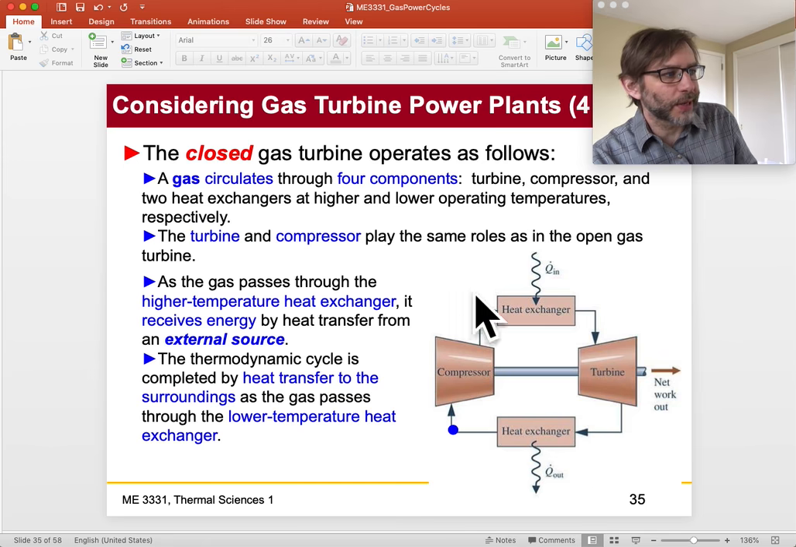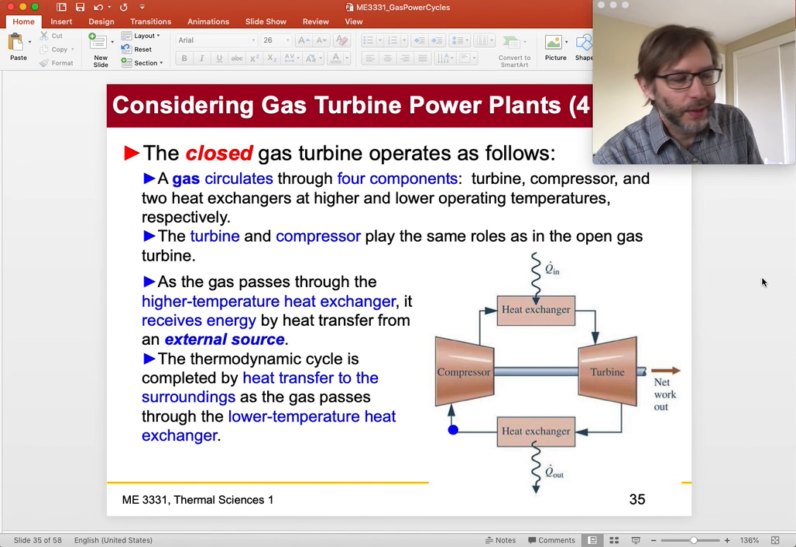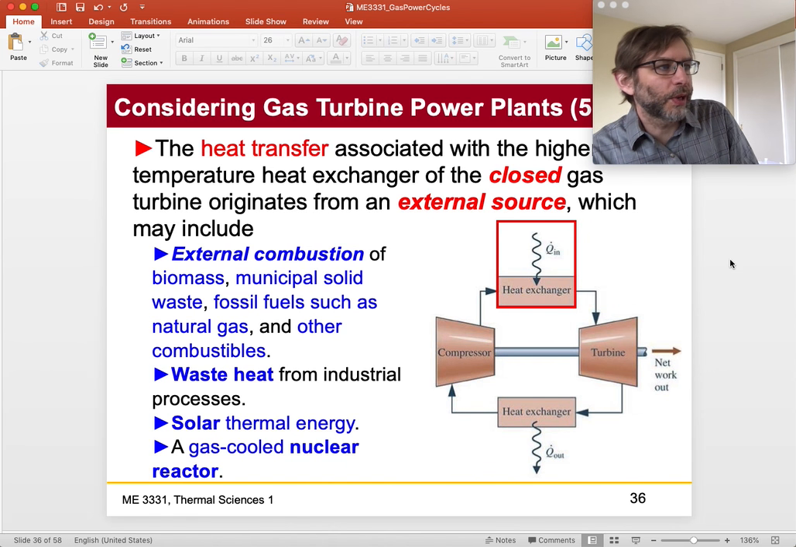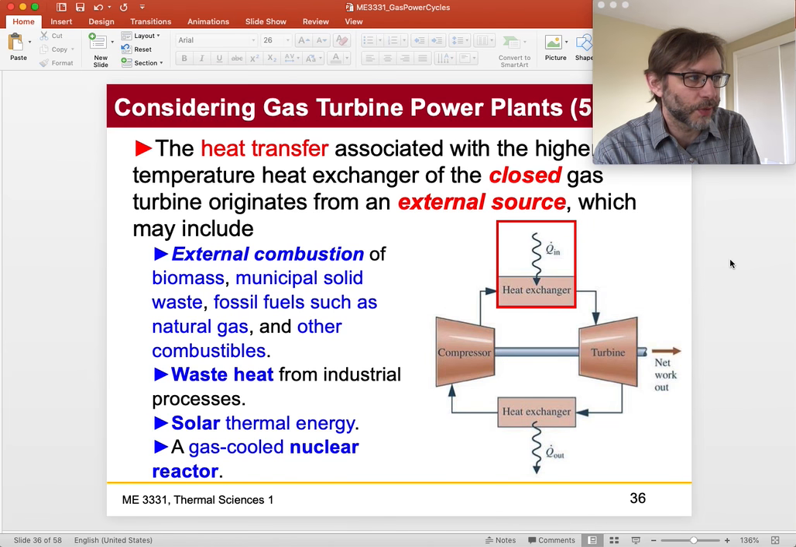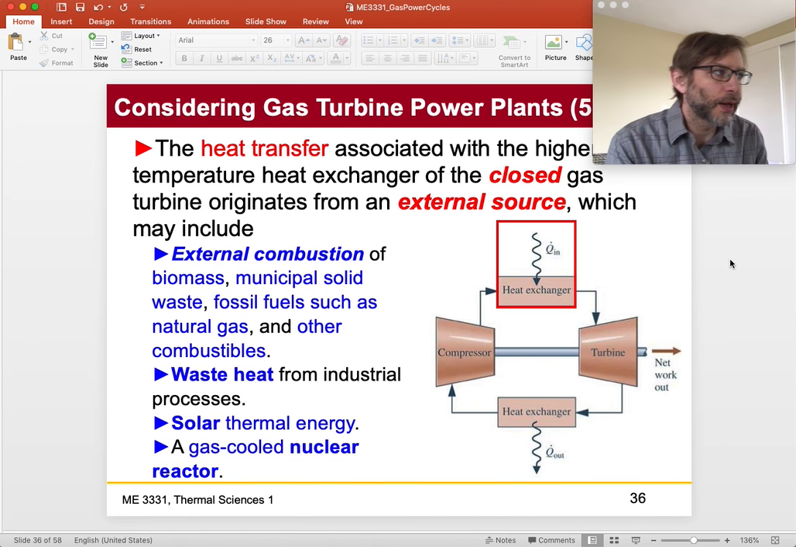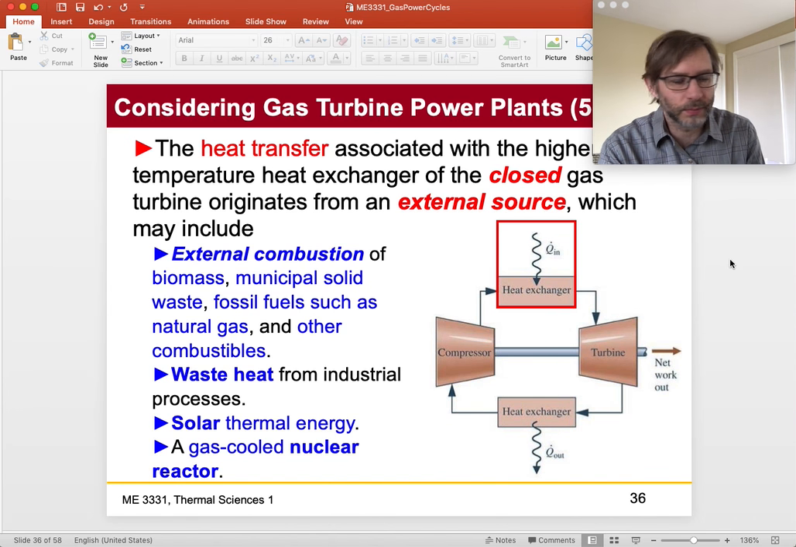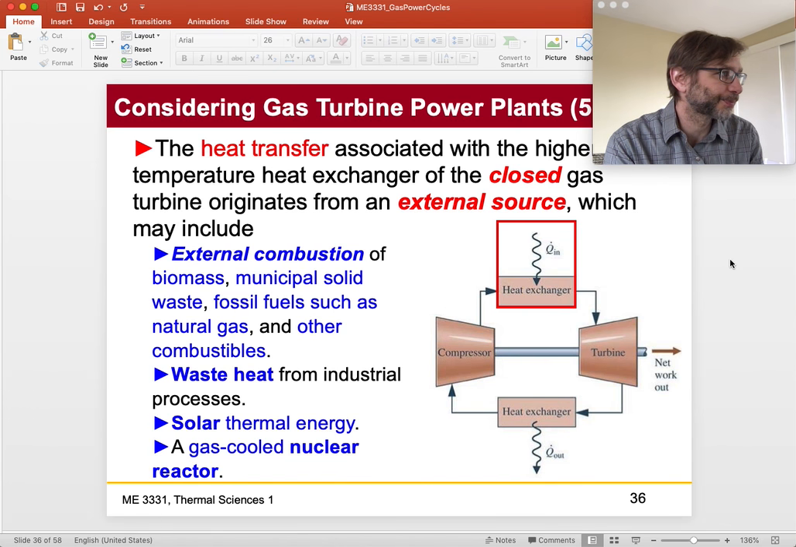So most of the Brayton cycle that we analyze is sort of like this, except that we just assume that it's an air standard cycle. But the heat transfer associated with the high temperature heat exchanger of a closed gas turbine originates from an external source, which could include external combustion, or solar heat, or gas, or a nuclear reactor.